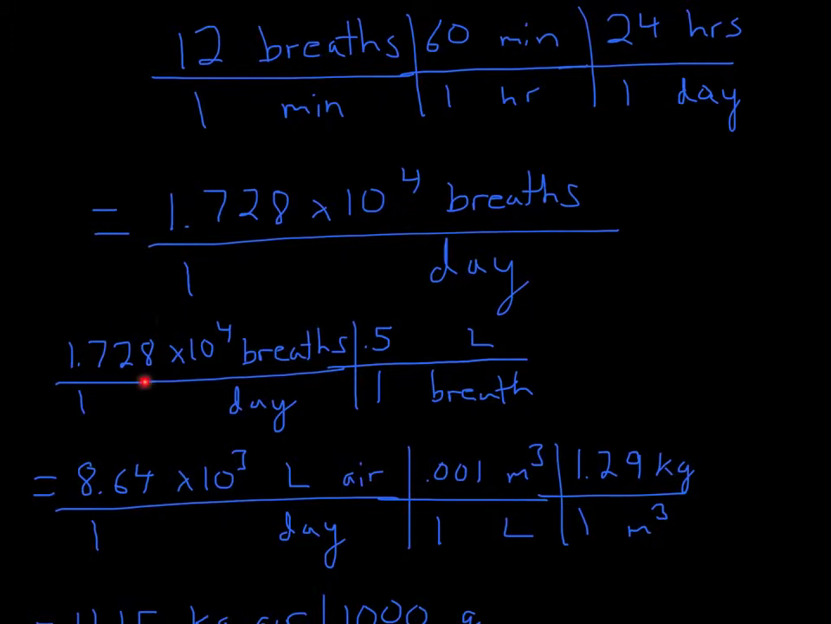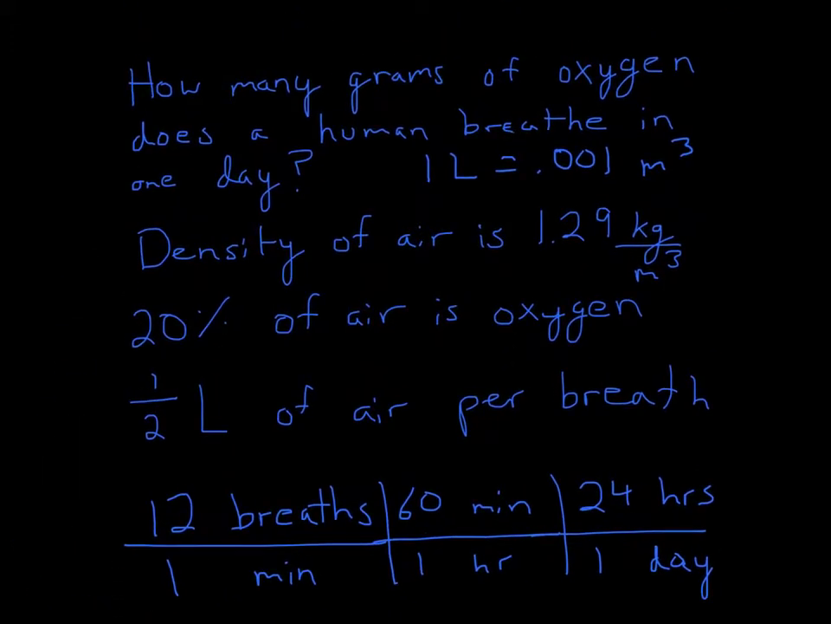So I said 1.728 times 10 to the 4 breaths in 1 day. That's my initial starting point. And if the diagonal units are the same, they cancel. So the conversion I used was 1 breath per 0.5 liters. That's what the information told us. So the breaths cancel, and you're left with liters per day. So now we're at liters per day, but we're still not at the answer because they want grams of oxygen. Notice that part. It says grams of oxygen.